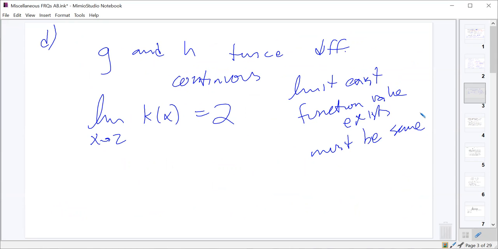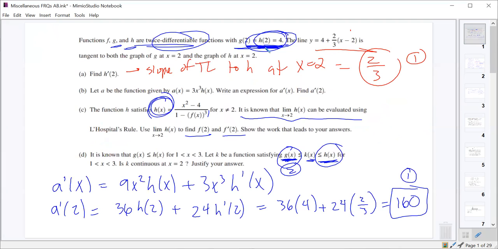Oh, sorry, it's 4. They both said 4. That's my fault. I keep getting the 2s and the 4s mixed up. Yeah, they equal 4. The limit is 4 because the value of both of those other functions is 4, and this one is sandwiched between them.